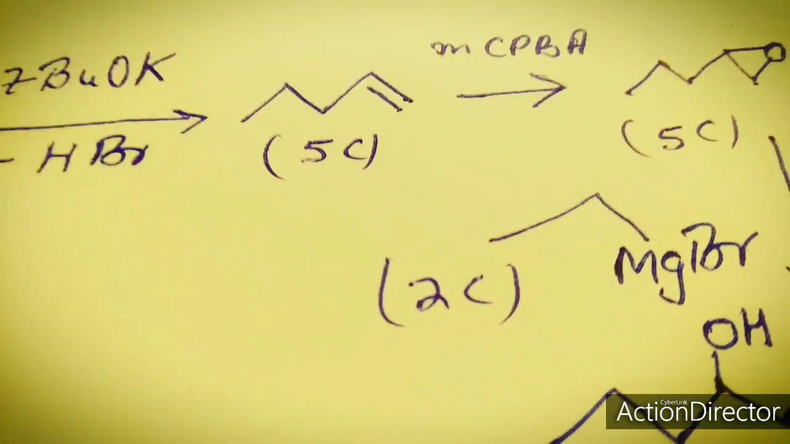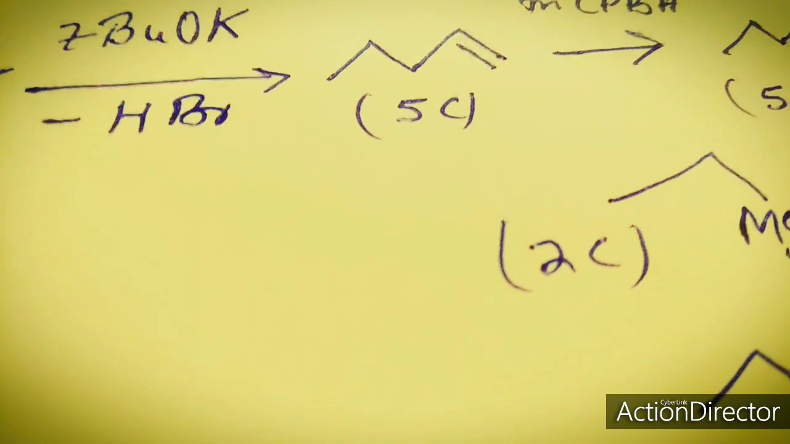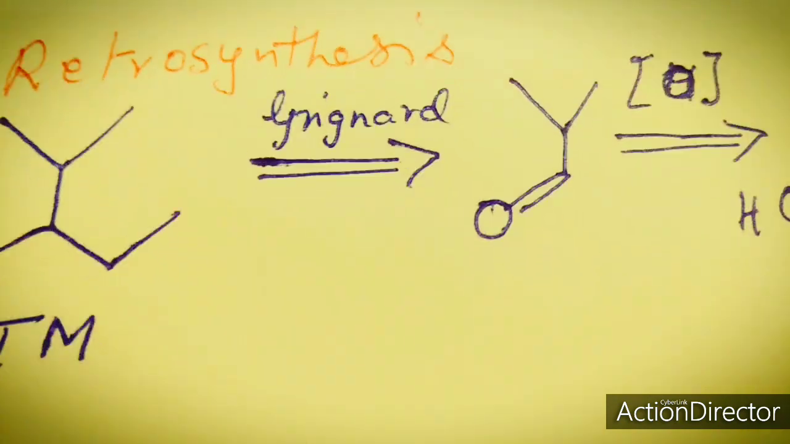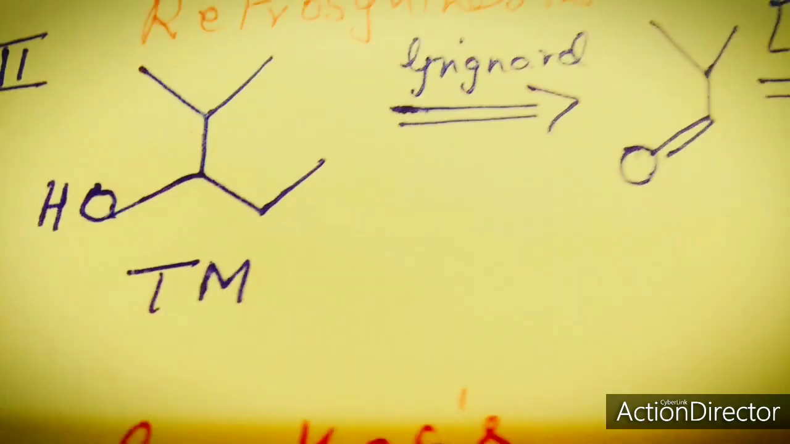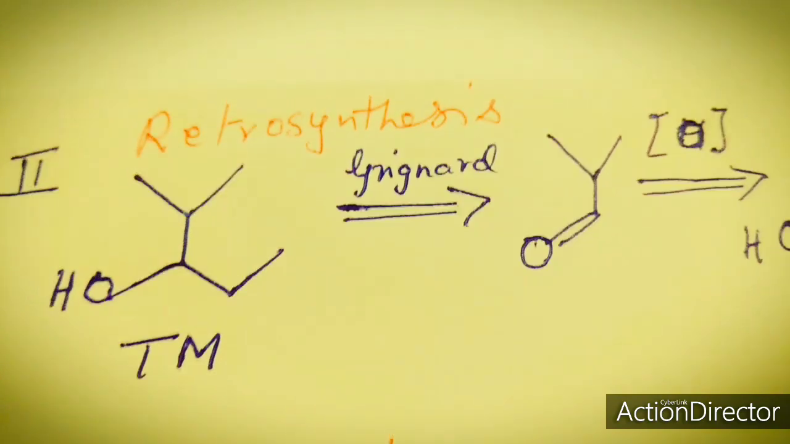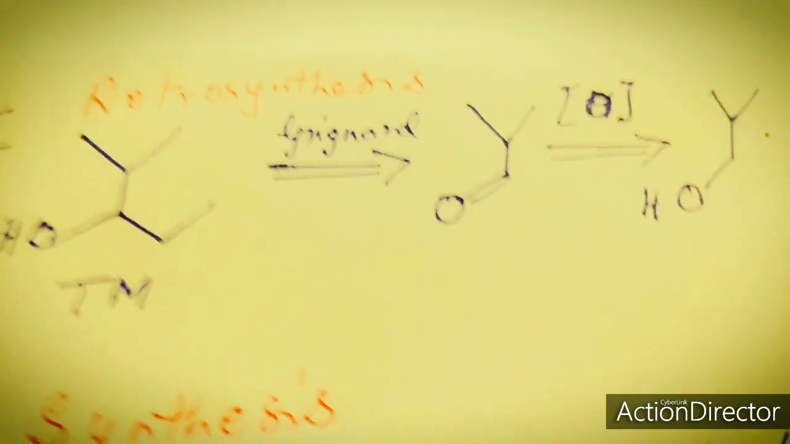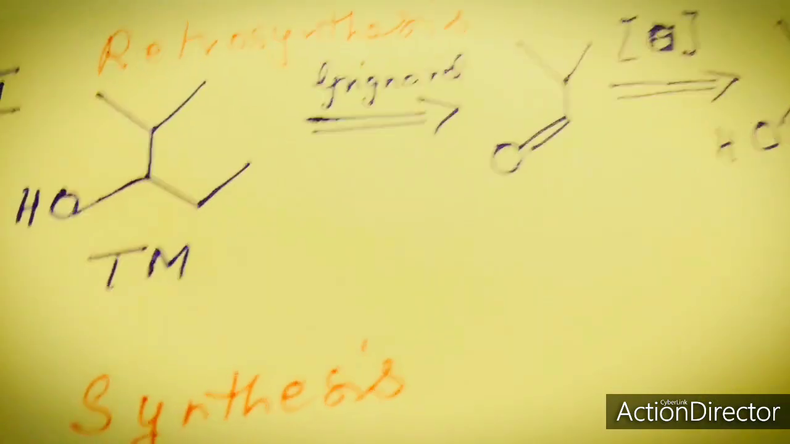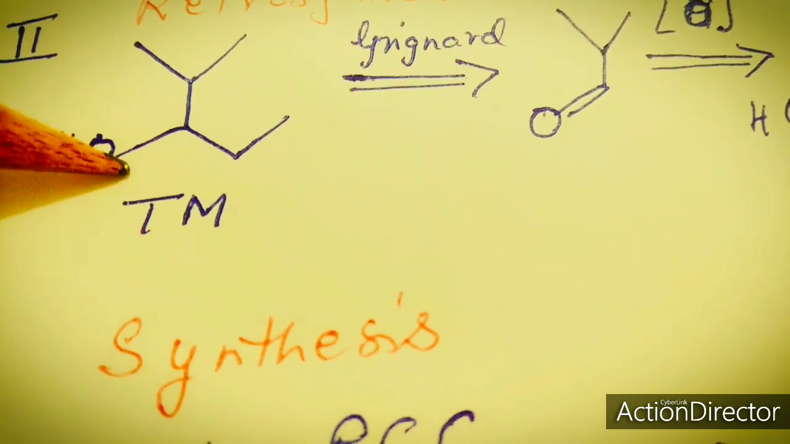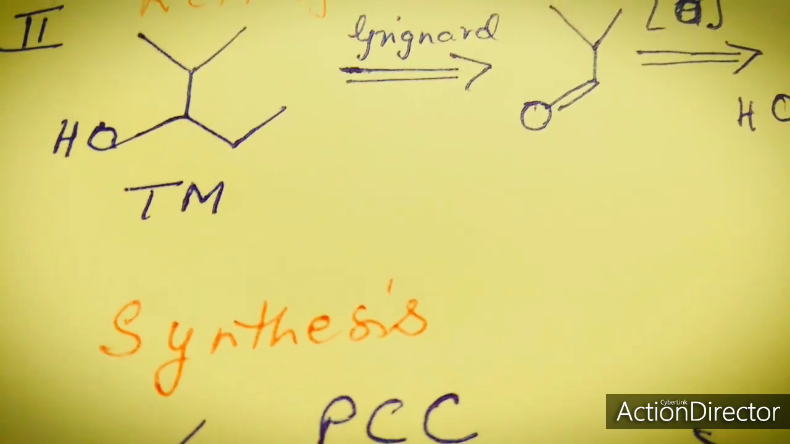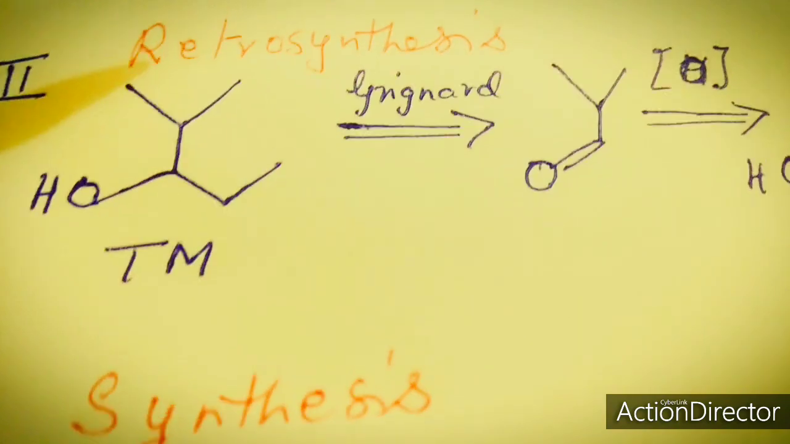Now from this, let us go to another example of retrosynthesis. This is the target molecule in this case. It looks a complex molecule, but when we disconnect it, we will see that the disconnection is not difficult, because we know this alcohol here can be synthesized again by a Grignard reagent, as we did in the previous example.